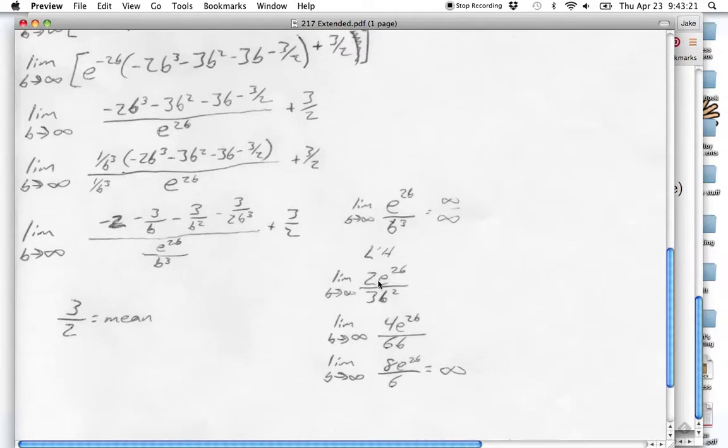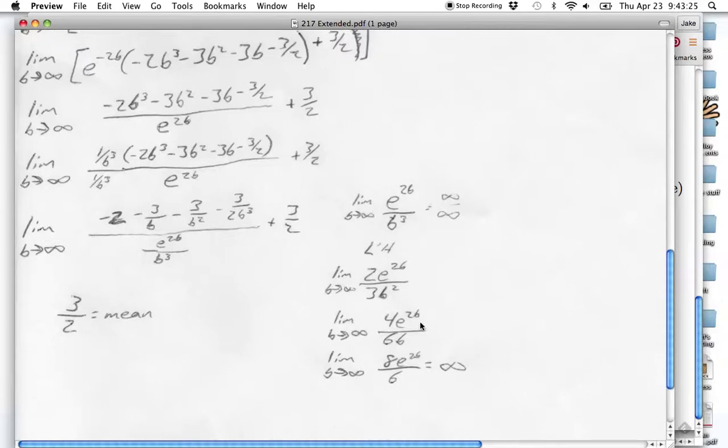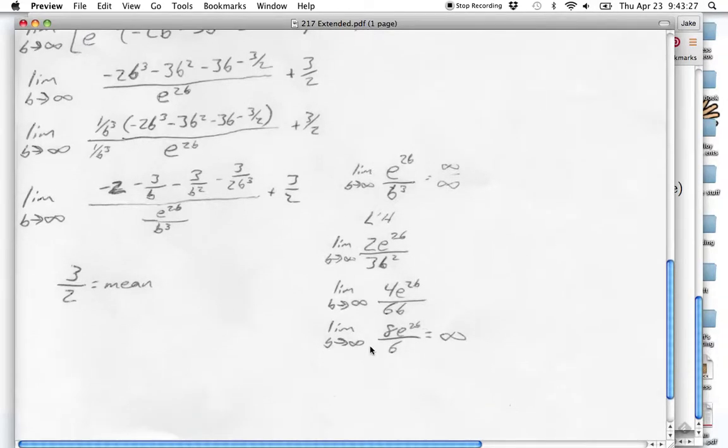So I take the derivative, and I still have infinity over infinity. I take the derivative again, I still have infinity over infinity. And then when I take the derivative one last time, I have something going to infinity over a constant. So then that whole fraction is going to infinity. Now this fraction was the denominator here, so I had negative 2 in the numerator, and then a denominator going to infinity. So that whole fraction then is going to 0. So 0 plus 3/2, so 3/2 is my mean.